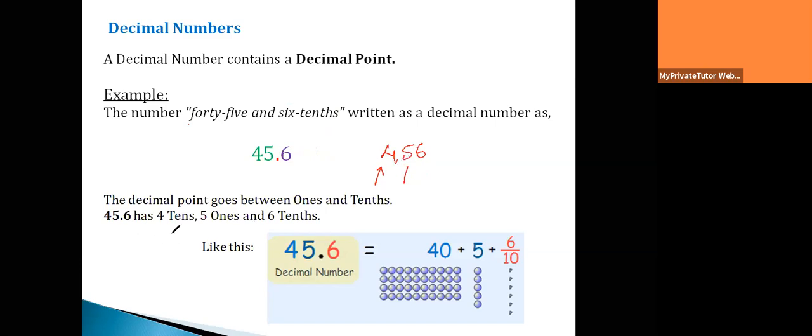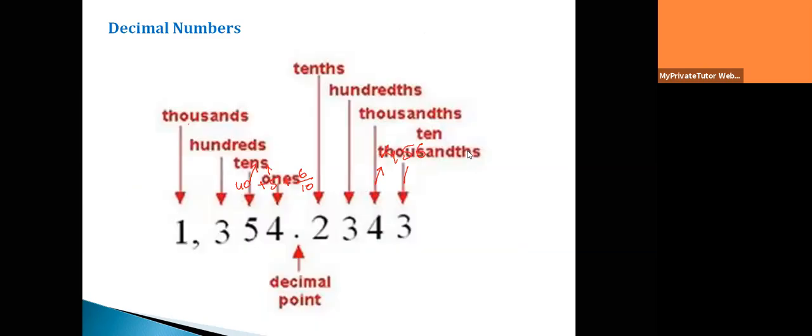The place value of 4 is 40. The place value of 5 is 5. The place value of 6 is 6 by 10, because it is after the decimal point, so we are going to divide by 10. I will show you one more file here. Maybe you might understand better in that. Just take a look at this.